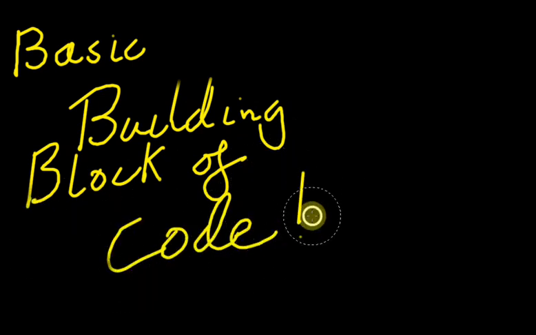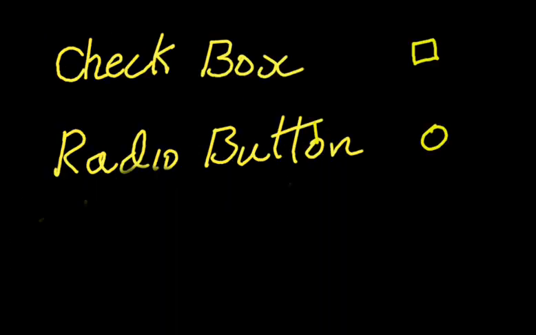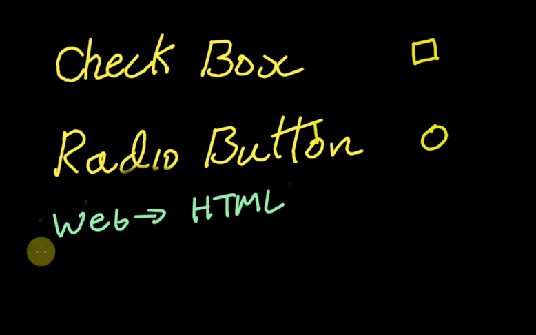building block of code. Okay, what we're going to look at today is checkboxes and radio buttons, and these are things we find all over the place. So you could find these things on the web, so that would be with something like HTML. You can find them in general purpose computers such as your standard PC.